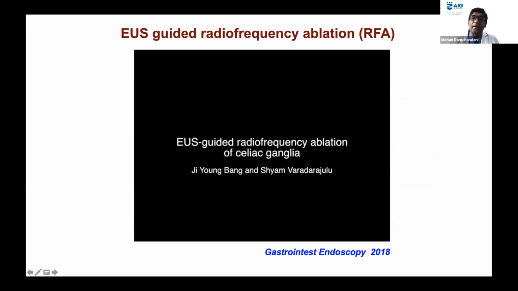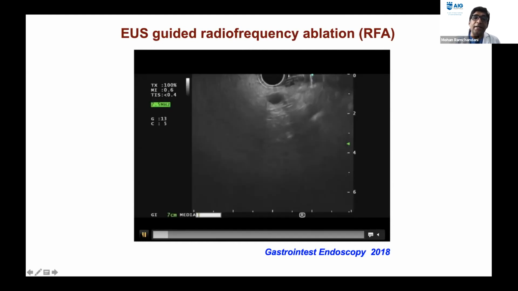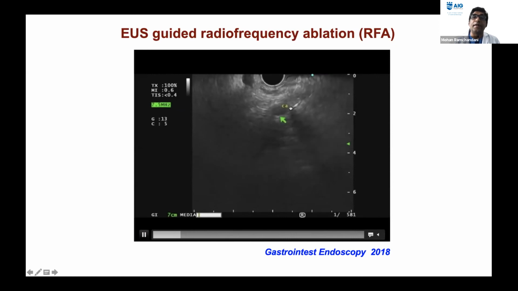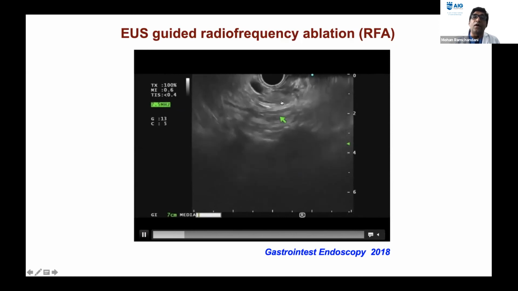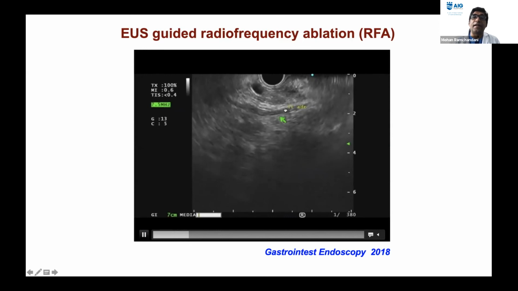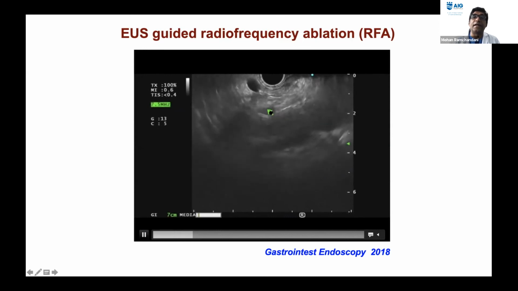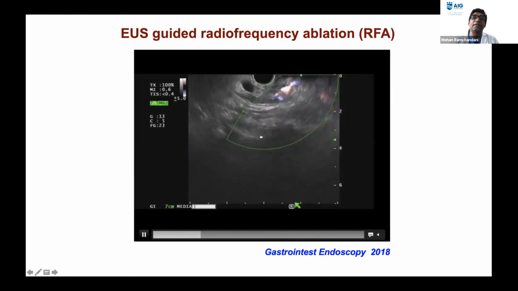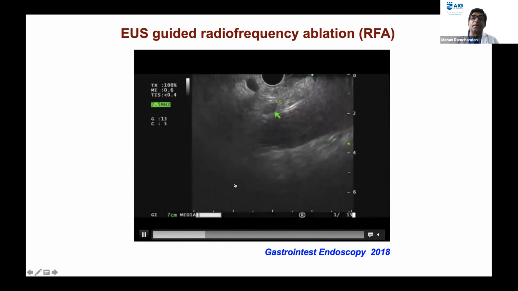What else can be done is radiofrequency ablation. What is the problem with alcohol? Alcohol keeps on spilling, and then it may cause collateral damage. So why not choose a modality which is pinpoint, like radiofrequency ablation? As Sandeep showed, there is a catheter that can be loaded in a 19 gauge needle. You can see this is the left adrenal, you rotate, you find the celiac ganglion, and you puncture with the 19 gauge needle loaded with the RF catheter.